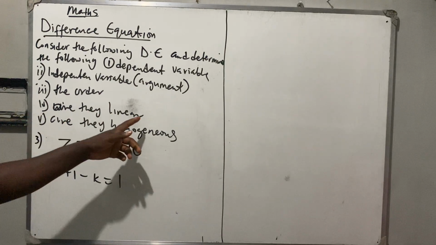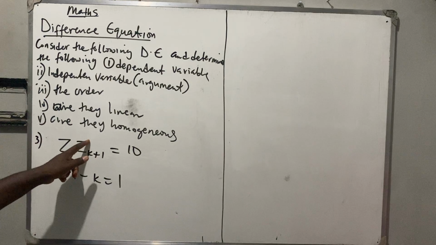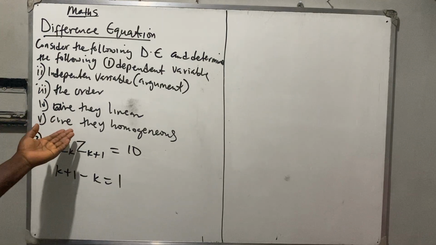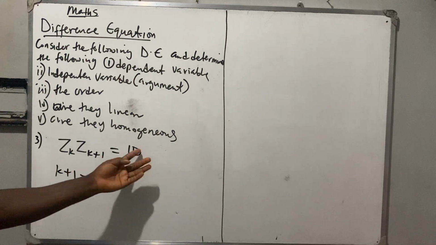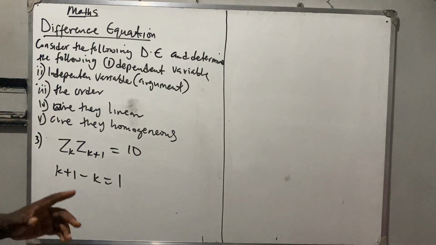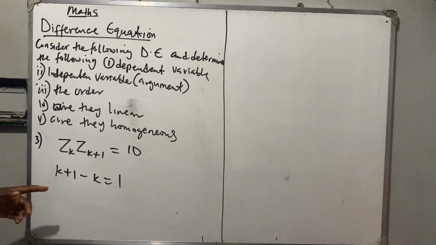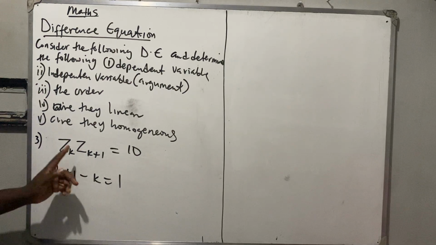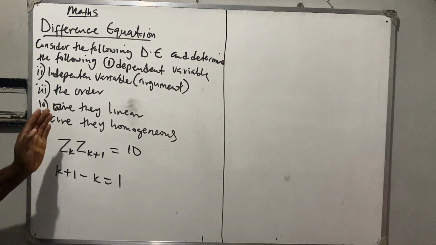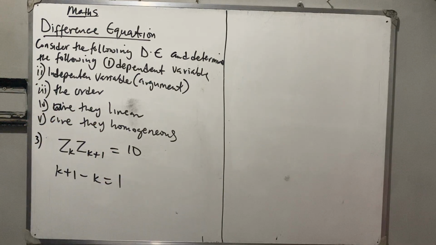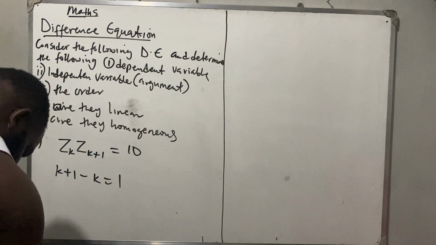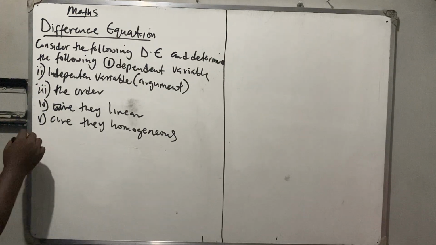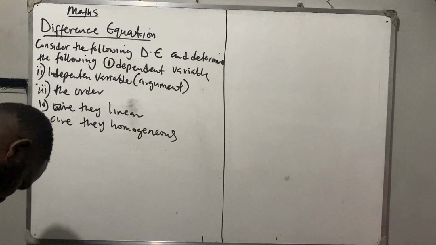So is it linear? Yes, it's linear because the highest power of z here is 1. Is it homogeneous? No, because 10 does not have the z. So you conclude that this is first order, because the order is 1. First order non-homogeneous linear difference equation is this one. Okay? So we go to the next one. Question number 4. We're going to solve so many questions so that you understand it very well.